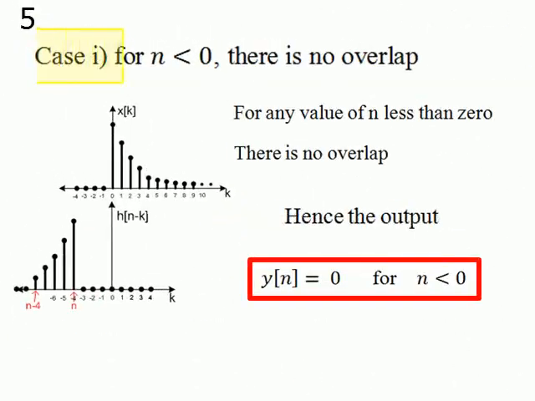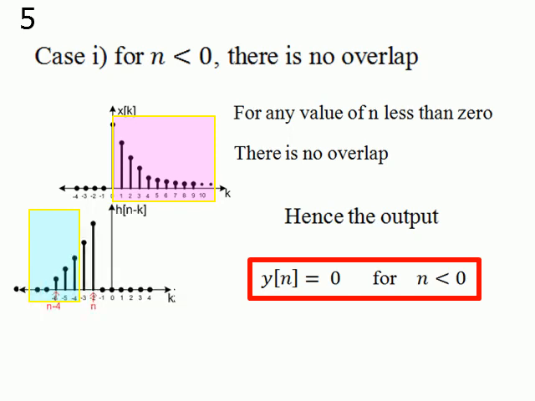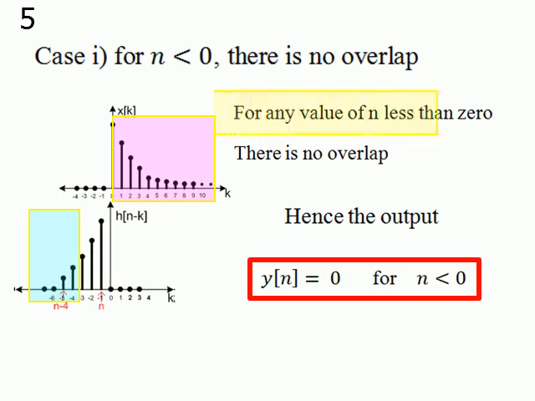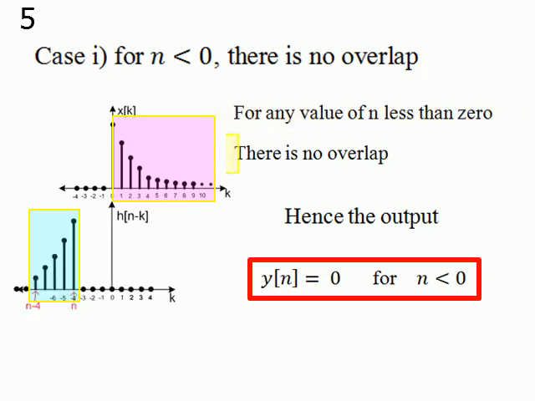Case 1, for n less than 0, there is no overlap. As we can see, n less than 0 means n can have any value less than 0. It can be minus 5, minus 4, minus 3, minus 2, any value less than 0. There is no overlap between h of n minus k and x of k. Hence, the output y of n equals 0 for n less than 0.